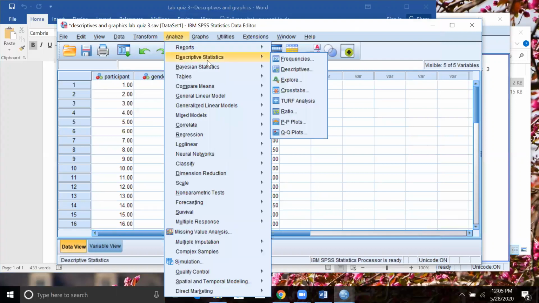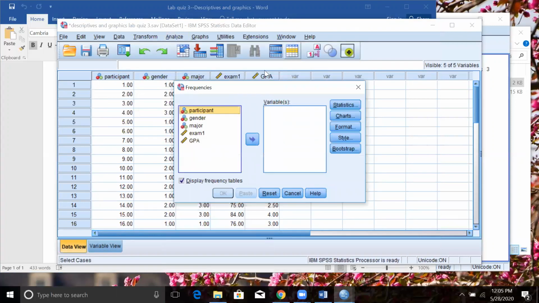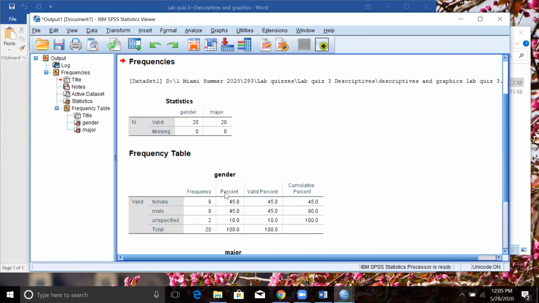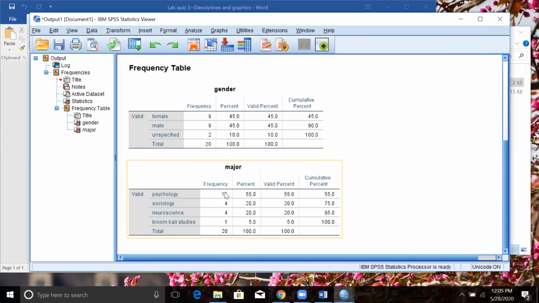So analyze, descriptives, frequencies. Put the variables that you want to have frequency distributions for over here. Display frequency table, and you can run OK. I can run as many of these frequency table generations on as many variables as I want at once. I don't have to do a separate one for gender and a separate one for major. You can see that it spits out both, and it's got the labels for everything. If I had not created those categorical value labels for these variables, this would be reading 1, 2, 3, and I wouldn't know which group was which. So that's why it's important to have those categorical labels available.